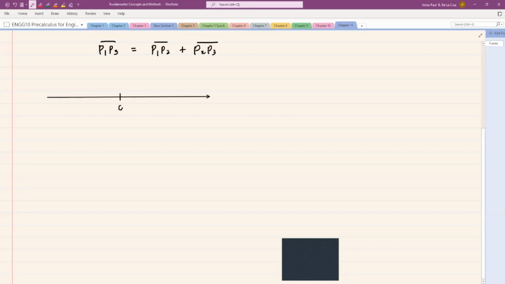This is the 0. This is our origin. And we have to designate a unit distance, or unit length. This is the distance from 0 to 1, so this distance is the unit length. And then we also designate a direction. This means all going to the right is positive, otherwise, if to the left, it becomes negative.